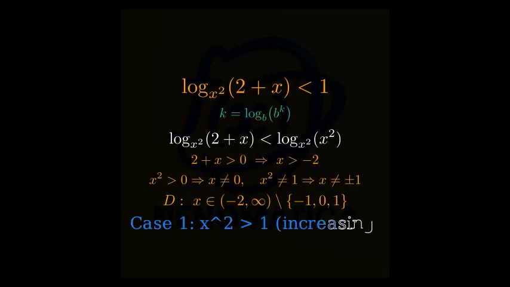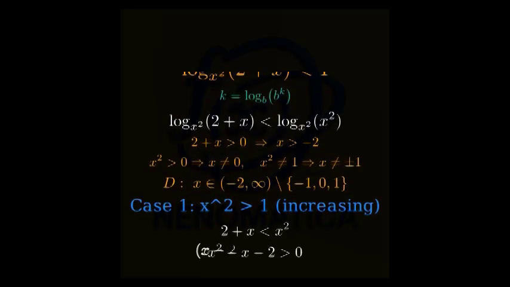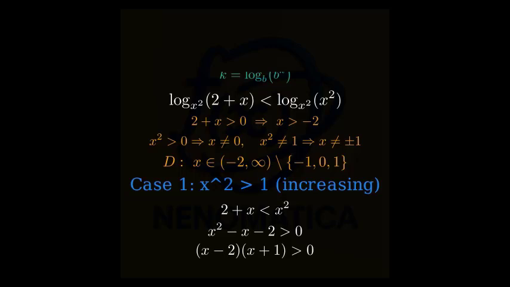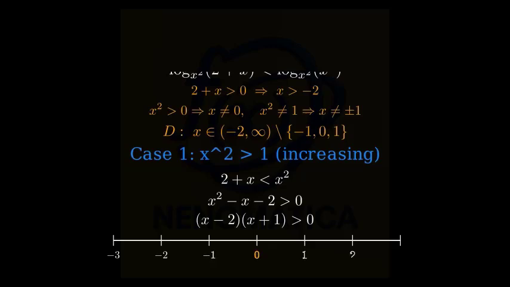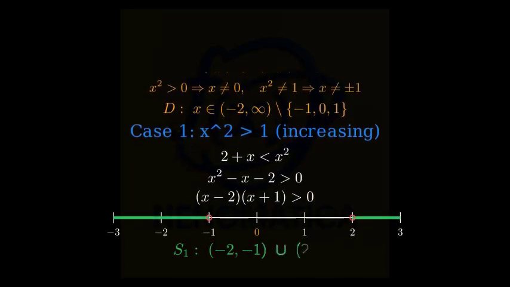Step 3. Case 1: x squared is greater than 1. Then the logarithm is increasing, so the inequality direction stays the same. 2 plus x less than x squared. Move all terms to one side, x squared minus x minus 2 greater than 0. Factor. Left parenthesis x minus 2 right parenthesis times left parenthesis x plus 1 right parenthesis greater than 0. This holds for x less than negative 1, or x greater than 2. Intersect with the domain, and with x squared greater than 1, and we obtain x in the open interval negative 2 to negative 1, union the open interval 2 to infinity.